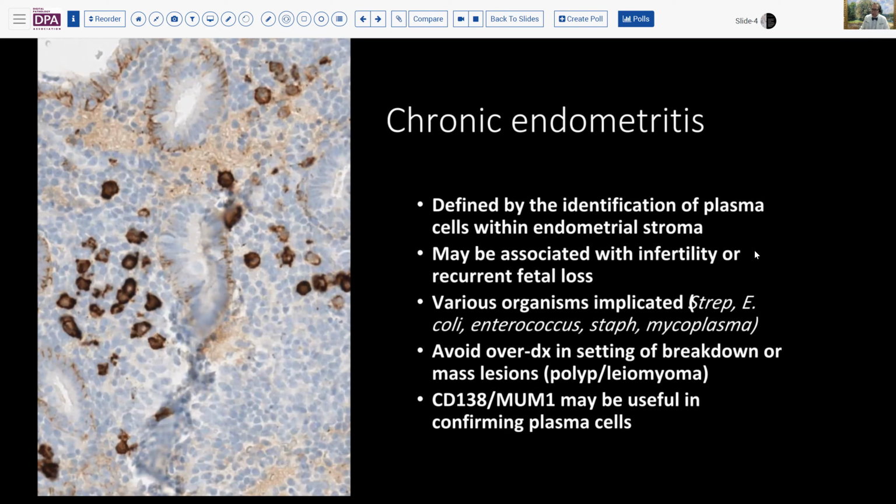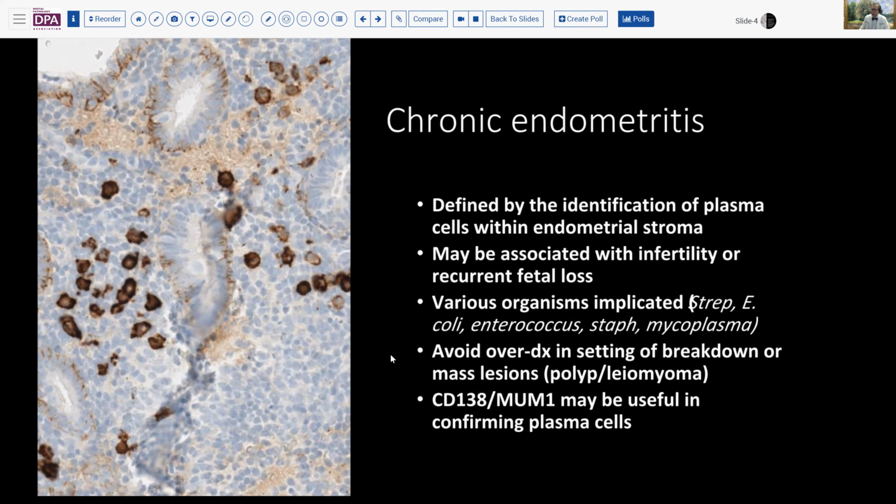And it does have some clinical association with infertility or recurrent fetal loss, although in our patient, we doubt that she was trying to get pregnant and had other symptoms, just abnormal bleeding. There are a variety of organisms that can be associated with this. They tend to be things like strep or E. coli, enterococci, and so forth. And as I've indicated, a cytoplasmic CD138 stain is useful. MUM1 can also be useful in confirming the presence of plasma cells in this environment.